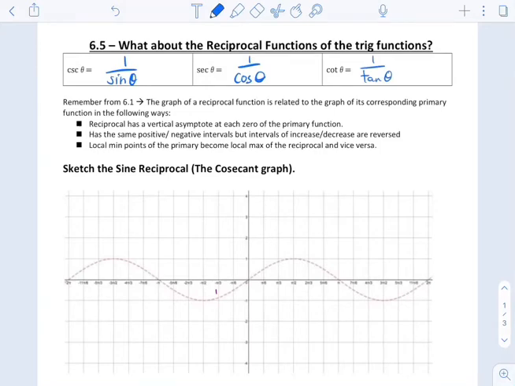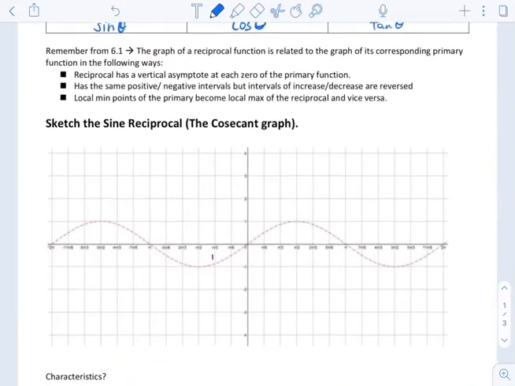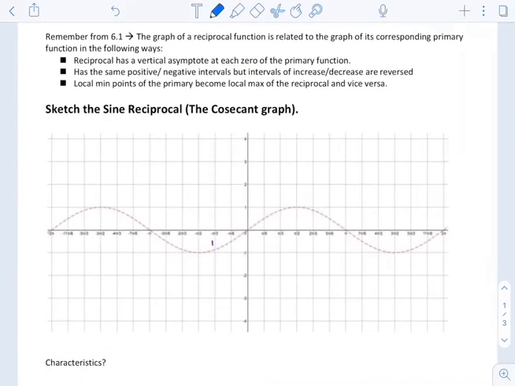So we're going to apply what we know about reciprocals from last chapter to the graphs of sine, cos, and tan in order to determine what the graphs of the reciprocals look like. Remember from 6.1 that a reciprocal has a vertical asymptote at each x-intercept, or zero, of the primary function. So I'm going to do that first on this one. Down below we have the sine graph, and I am interested in graphing the cosecant graph. The sine graph has x-intercepts here, here, here, here, and here.